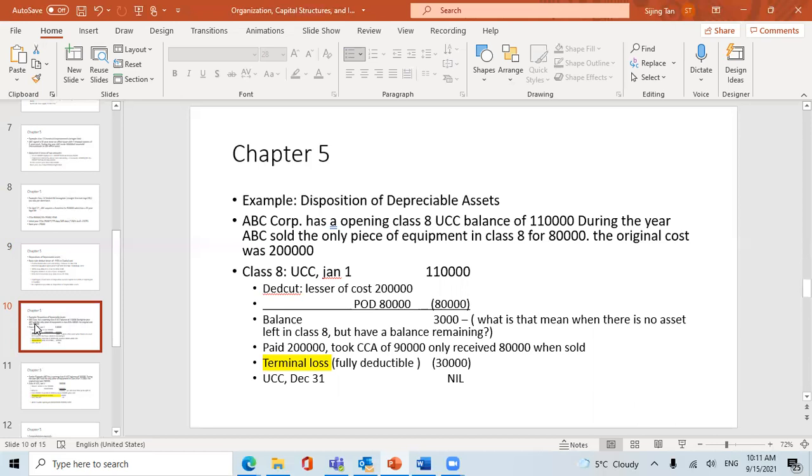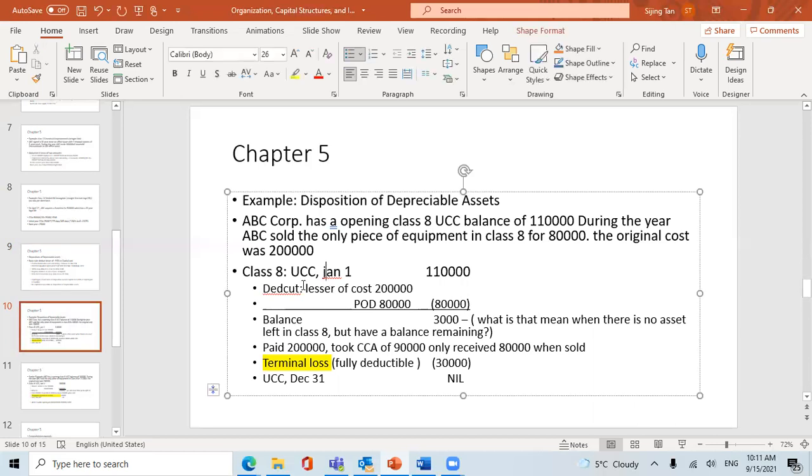We start our Class 8 UCC on January the 1st. January 1st, starts with $110,000. We deduct the lesser of the original cost, $200,000, compared to proceeds of disposition, $80,000. So $80,000 is less. So we put in there, deducted from the $110,000 of UCC balance, deduct $80,000. So we have our balance of $30,000.